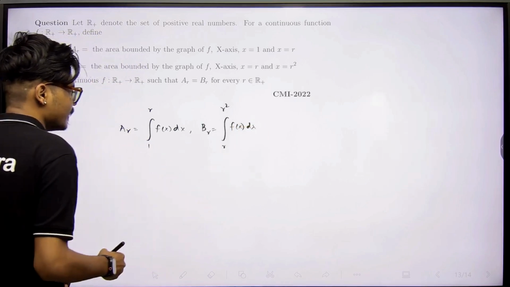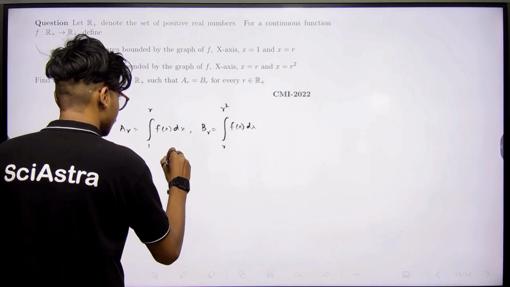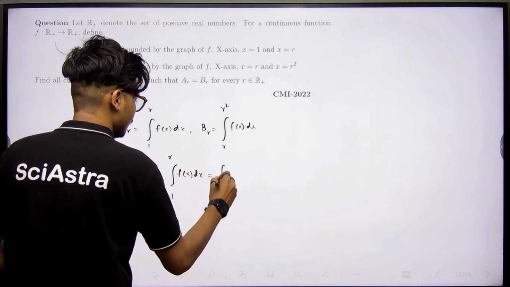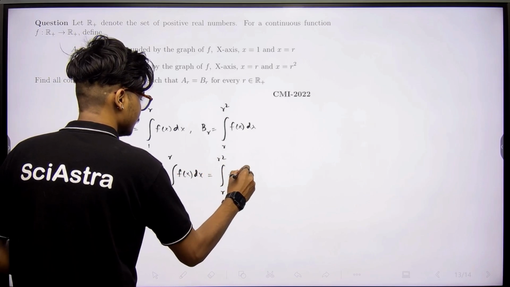Now if these two integrals are equal, we can say that the integral from 1 to R f(x) dx is equal to the integral from R to R square f(x) dx.